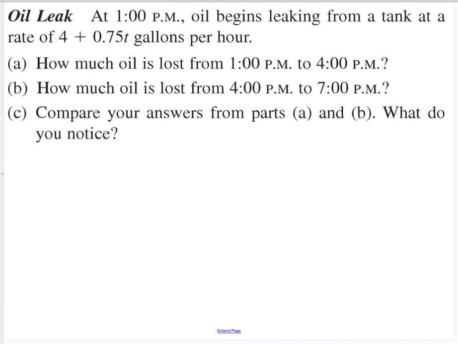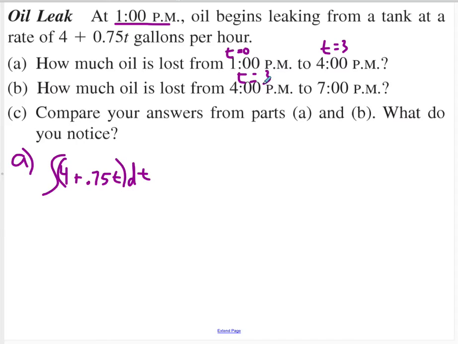Part A, in purple, we're losing oil at a rate of 4 plus 0.75 t with respect to t from 1 o'clock to 4 o'clock. And it begins at 1 o'clock. So this is t equals 0 when it's 1 o'clock. And t equals 3 at 4 o'clock. And t equals 6 at 7 o'clock. So for part A, we'll do from 0 to 3.